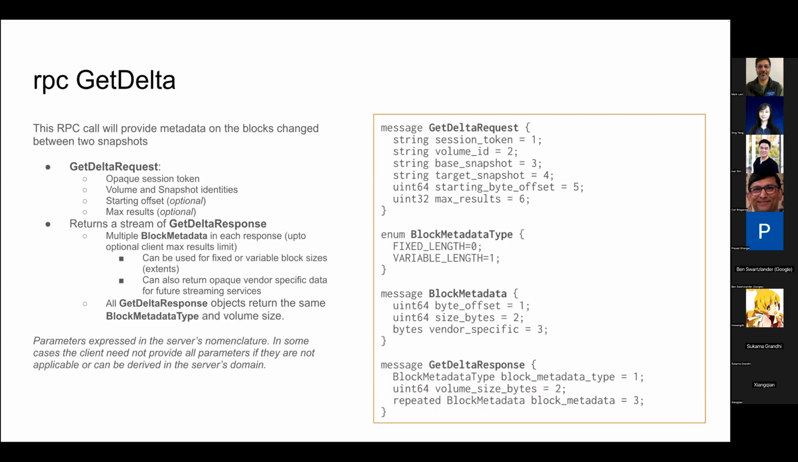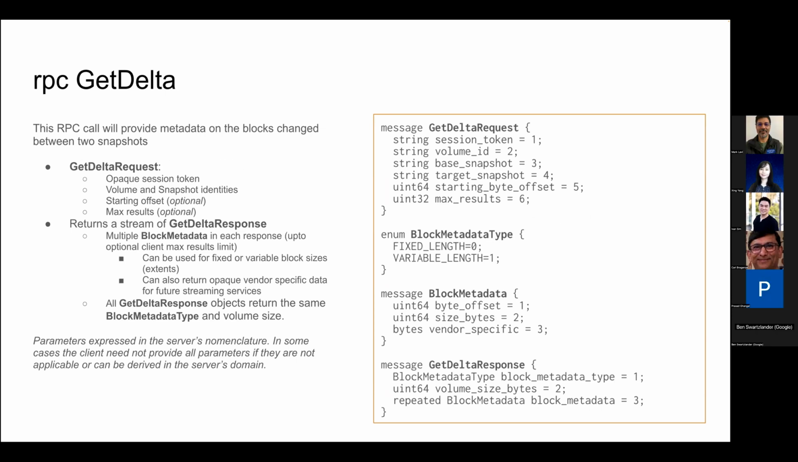So, the delta request, right, we know these arguments from the discussions. It's like opaque session tokens, identities of volumes and snapshots, etc. A starting offset, a byte offset, right, and maximum results. It's the return stuff which I think we need to talk about. So this is returning a stream of get delta response. And in this, that's the last thing down here.